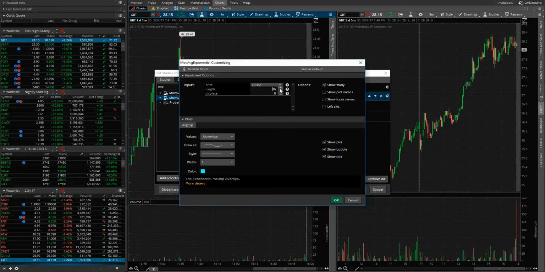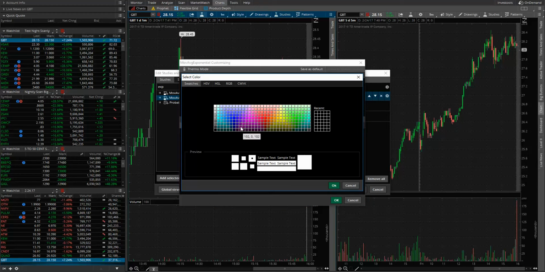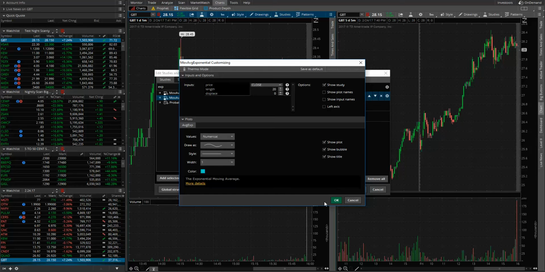So I go here, I type 20 to make it 20, and then I decide I have to make it a different color than the white. So I'll go to more, and I'll decide what color I want to use. So let's say on the 20, I'll use the light blue. There we go. So I've got the 20. I'm going to keep that there.